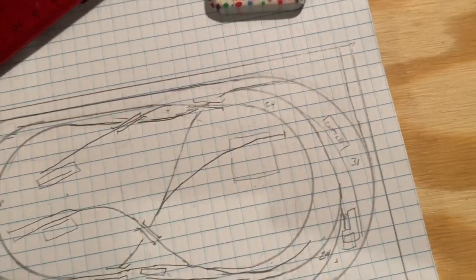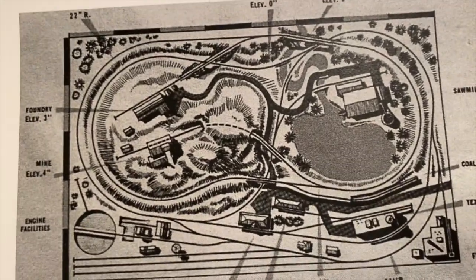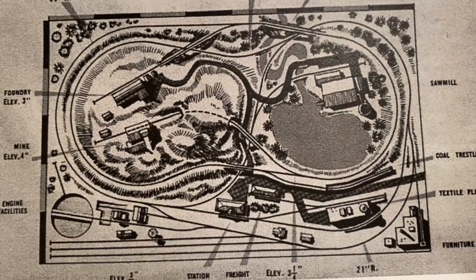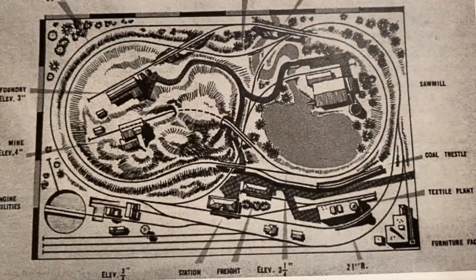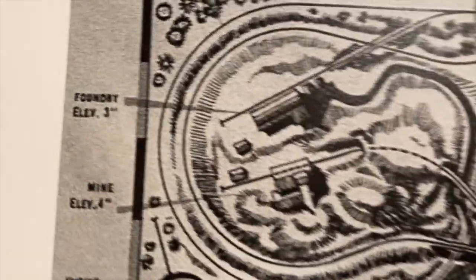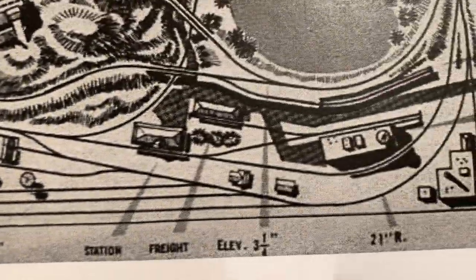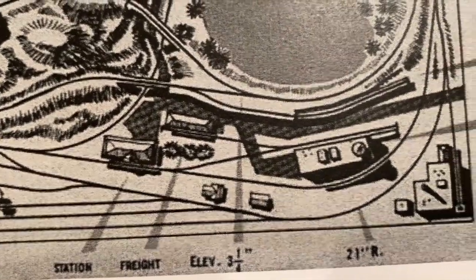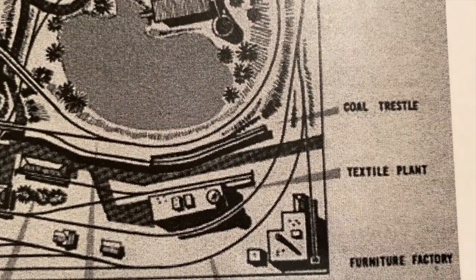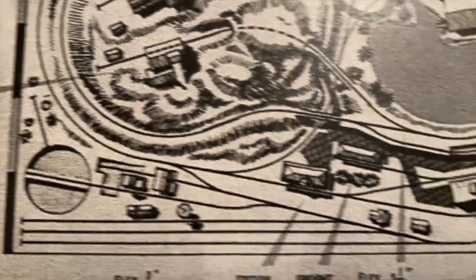And again, I ran across this on Pinterest, and this was done in the 60s, about 62, 63, 61, 60, somewhere in there. And so, yeah, it's an old style layout, but it was a narrow gauge, and it's got a foundry and a coal mine. We've got the engine facilities. We have the station and freight. And then over here, we got the trestle textile plant. Then we got a coal trestle to dump the coal that came from over here from the mine.